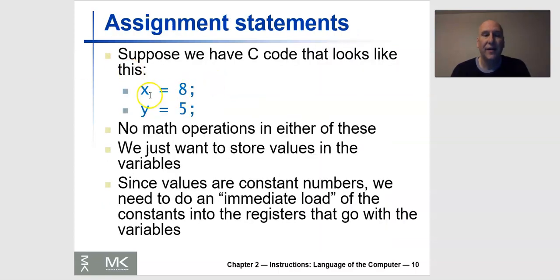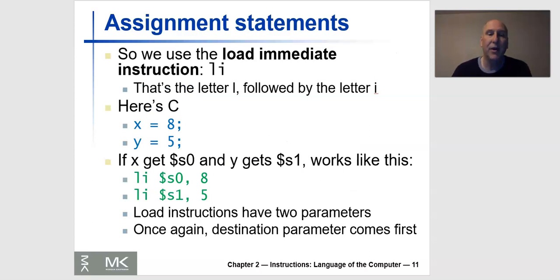Now, if you have C code like this, x equals 8, y equals 5, you're just putting a constant number into a variable. Anything involving a constant number in MIPS is called an immediate. And if you're going to do something like this in C, you need to use the load immediate instruction in MIPS, LI. So here, x is equal to 8. If x gets the register S0, the equivalent instruction in MIPS is LI $S0, 8. Similarly, y equals 5 and y gets S1 register. That becomes LI $S1, 5 in MIPS.